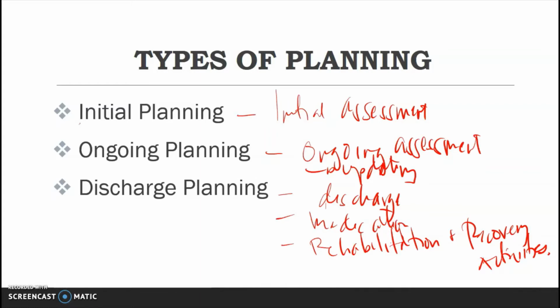Again, initial planning is based on the initial assessment or information that we have collected, commonly done during the entry of the patient in the OPD or in the ER, or during the first hour of the patient in the wards. While ongoing planning are any things that you need to update based on the ongoing assessment while you were handling the patient. And discharge planning are commonly plans directed towards after the patient has been discharged from the hospital, which commonly includes medication regimen, instructions, rehabilitation, and recovery activities, and to include your healthy lifestyles. Okay, so those are the types of planning.